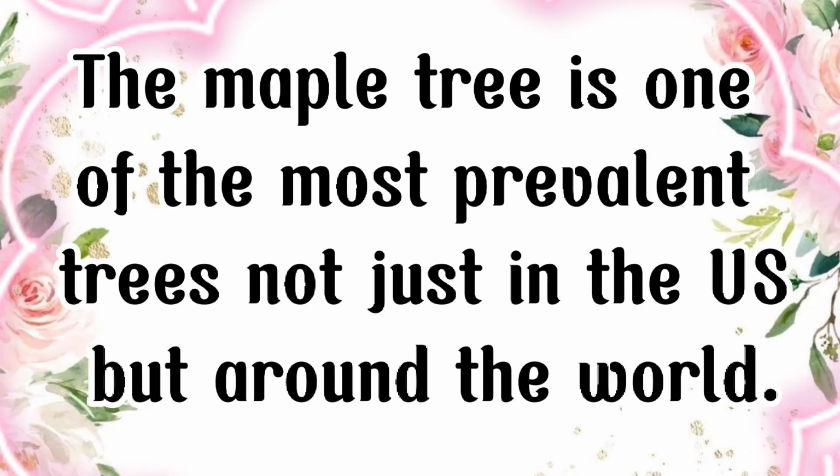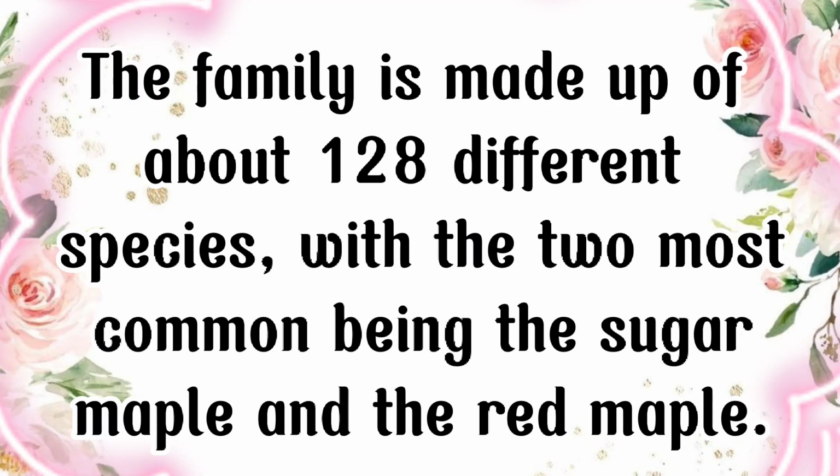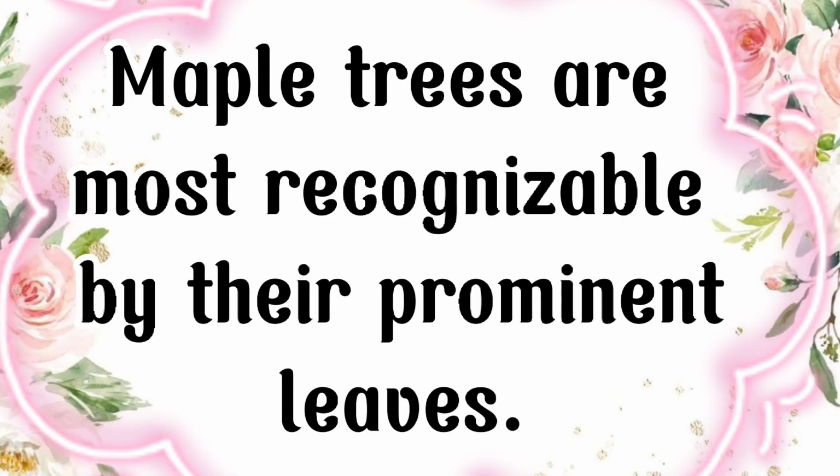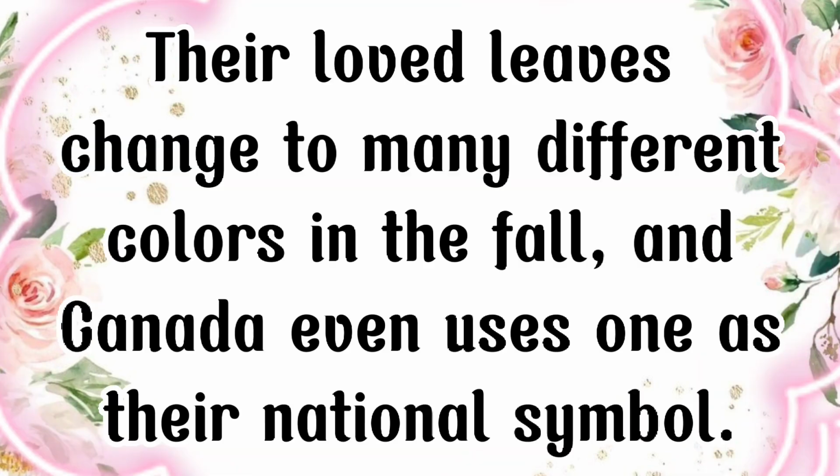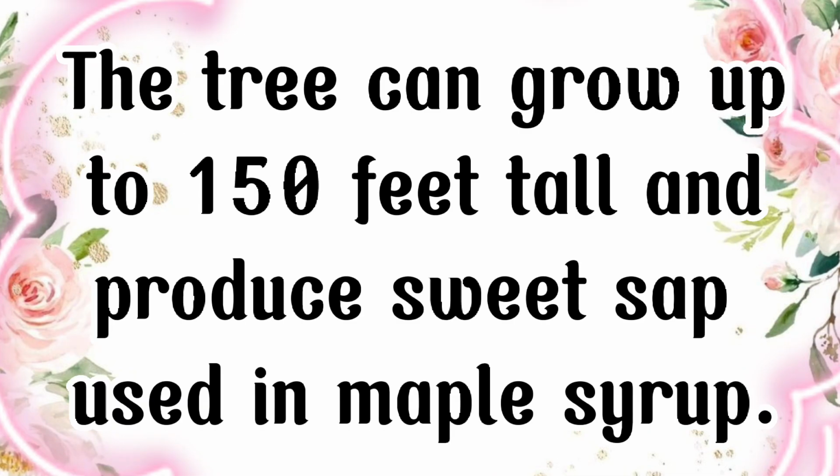Maple, scientific name Acer. The maple tree is one of the most prevalent trees not just in the US but around the world. The family is made up of about 128 different species, with the two most common being the sugar maple and the red maple. Maple trees are most recognizable by their prominent leaves. Their loved leaves change to many different colors in the fall, and Canada even uses one as their national symbol. The tree can grow up to 150 feet tall and produce sweet sap used in maple syrup.